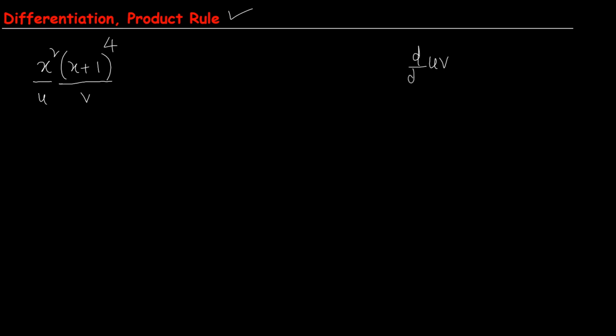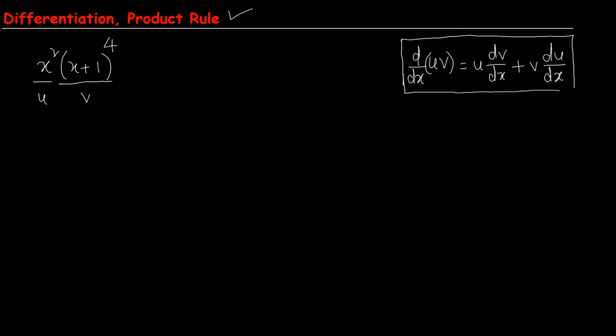So let me consider the formula d by dx of uv. This will be u into dv by dx, plus v into du by dx. That is our product rule formula. We are going to apply this formula only for today's topic.